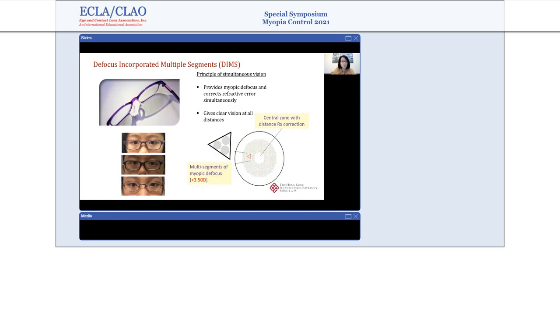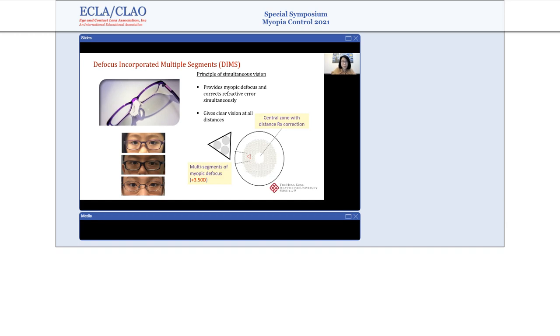It was an opportunity that we discussed with Hoya colleagues in 2012 with a common goal to develop a spectacle lens using the same principle. This figure on the right side shows the design of the spectacle lens. We name it the DIMS lens or the DIMS technology because of the defocus incorporated multiple segments.